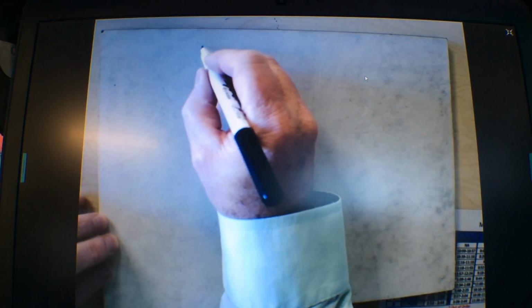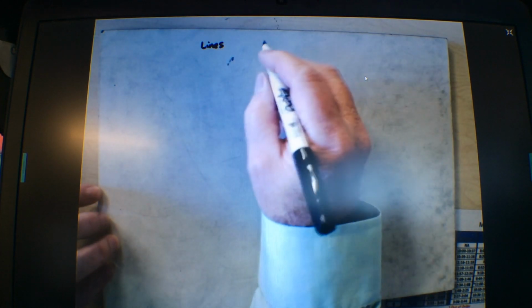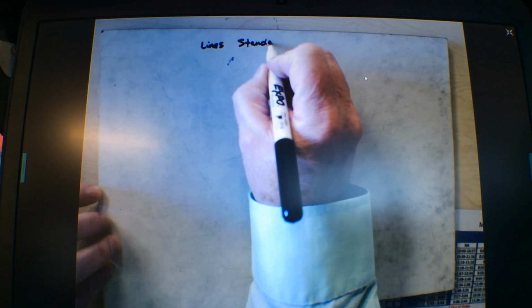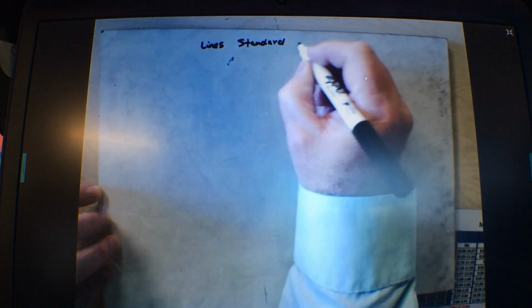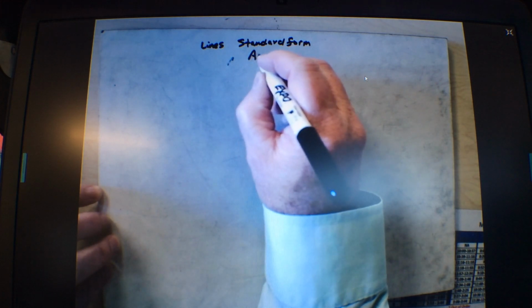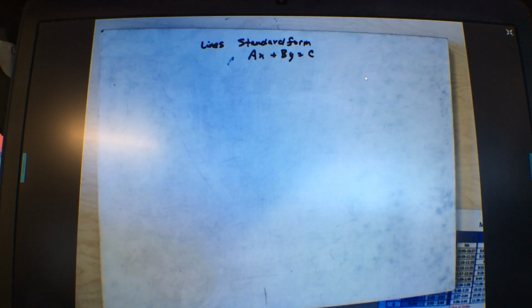We've had lines, and we talked about how lines could be in different forms, and the first form that we talked about was standard form. Standard form was capital AX plus capital BY equals C. And that was the tuxedo form, right? That was the form that said, hey, we look nice, right?